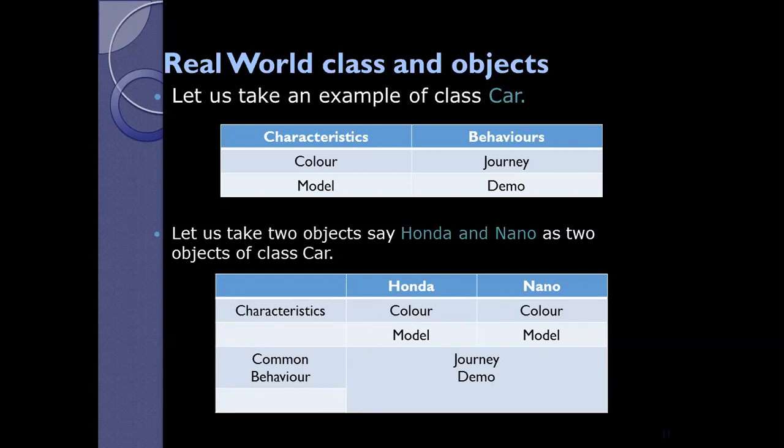Now, as you can see in the table, characteristics of Honda and Nano will be different. Color and model number will be different for Honda and Nano, but behavior will remain the same. You can use a car for journey or for just taking a demo. So this means the characteristics can be different for different objects, but their behavior remains the same.